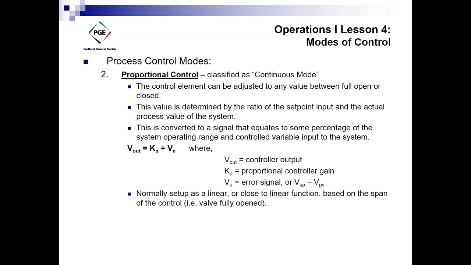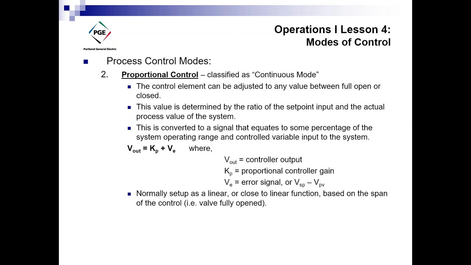We normally set this up as a linear or close to linear function, as opposed to an exponential where the rate of change increases or decreases. Linear means it's just a constant rate of change, based on the span of the control. So where the valve is fully open. And I'll explain this in a minute too.